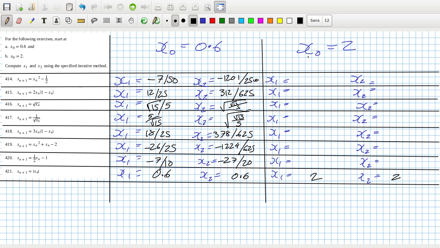2 squared minus a half, 7 over 2, and 47 over 4. 2 times 2 times 1 minus 2. Okay. Root 2. 1 over root 2. Root 2. 3 times 2 times 1 minus 2. Minus 6, minus 126.